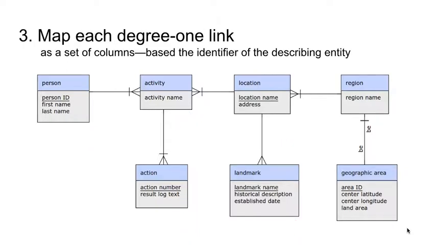With all that review out of the way, we're ready for the next step in the process, which is to map each of those 7 degree 1 links. With one exception, we're not going to map the link from geographic area to region because it's not possible to map that one. At the end of the video, I'll ask you to try to explain why that is.